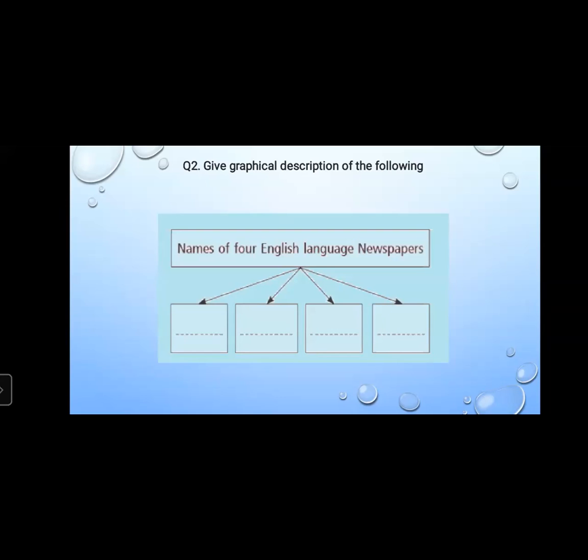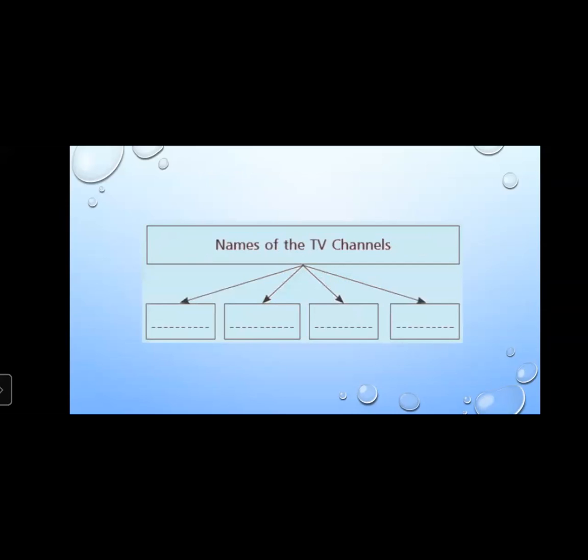Then give a graphical description. You have to name any of the 4 English language newspapers. You can name Mumbai Mirror, Times of India, Indian Express, or Hindustan Times, any of the 4 English language newspapers. Then you have to name any of the news channels, or TV channels. You can mention History Channel, Discovery Channel, Animal Planet, CNN Channel, Star, any of the TV channels.